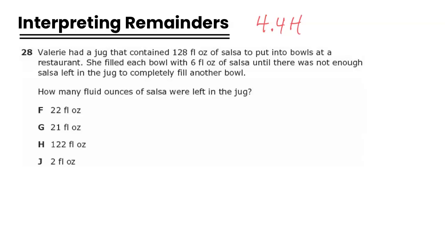For example, here, Valerie had a jug that contained 128 fluid ounces of salsa to put into bowls at a restaurant. She filled each bowl with 6 fluid ounces of salsa until there was not enough salsa left in the jug to completely fill another bowl. How many fluid ounces of salsa were left in the jug?